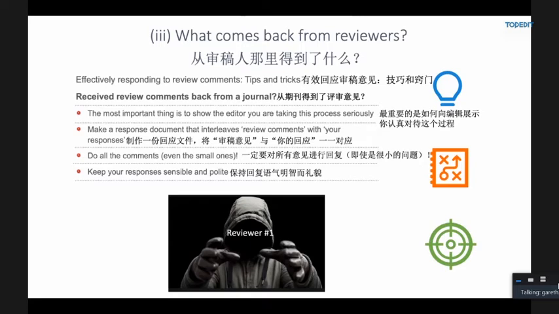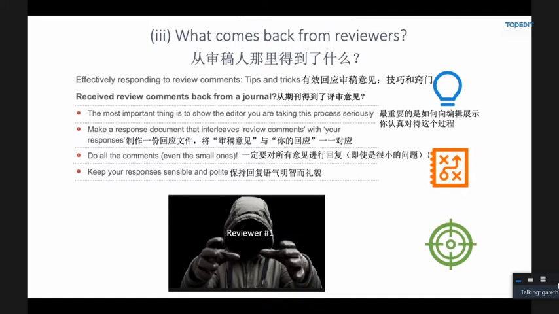is to show your editor that you take the process seriously. We get lots of emails, lots of documents back from authors that just say, thank you for the review comments. We have made all the changes requested. Yours sincerely, Gareth. That's a waste of time. Show the editor you take the process seriously.